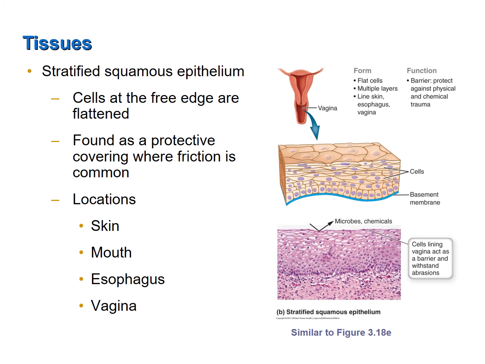Stratified squamous epithelium consists of multiple layers of cells. The cells on the free edge or the apical surface are flat, and the deeper cells tend to be more cube shaped. You find this type of tissue where a lot of friction occurs, and its function is protection. For example, you find stratified squamous epithelium in the skin, the epidermis, the mouth and esophagus, as well as the vagina.